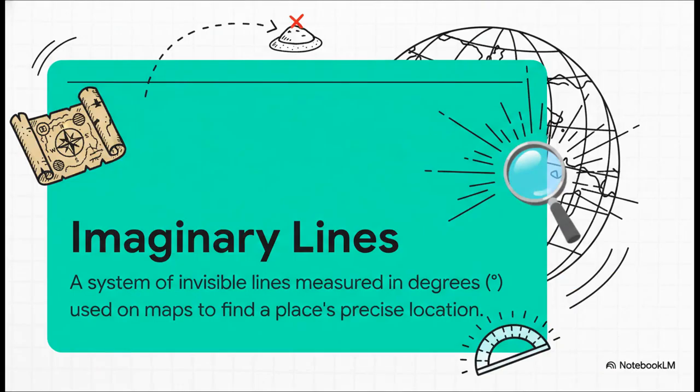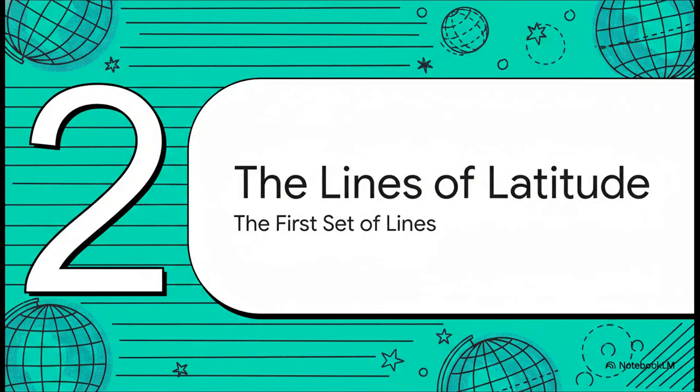And the solution that everyone agreed on is actually pretty brilliant. It's a system of imaginary lines. You can't actually see them, of course, but by drawing them on our maps and globes, we create this powerful grid that lets us find any location with amazing accuracy. To build this grid, we need two different sets of lines. So let's dive into the first set, the lines of latitude.